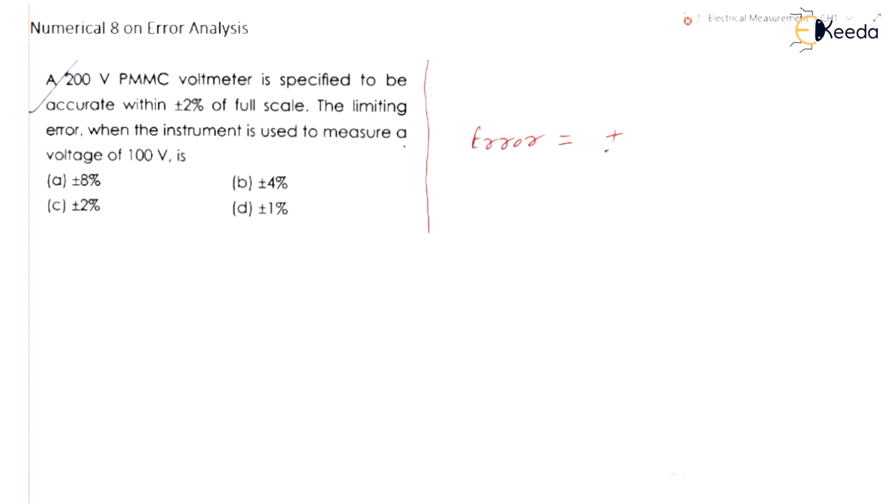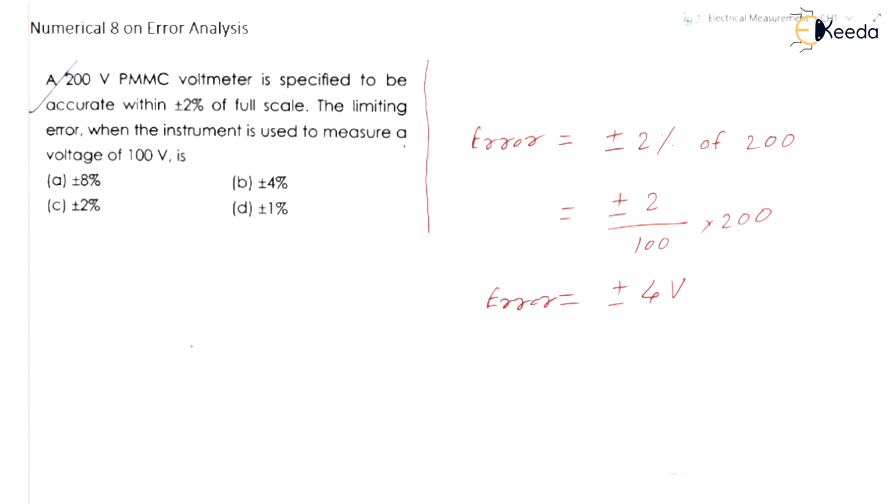Now can we find the error, which is equal to plus minus 2% of full scale. What is full scale? It is 200. So can we write it as plus minus 2 by 100 into 200, right? So it will be equal to plus or minus 4 volt. Okay, this is the error.